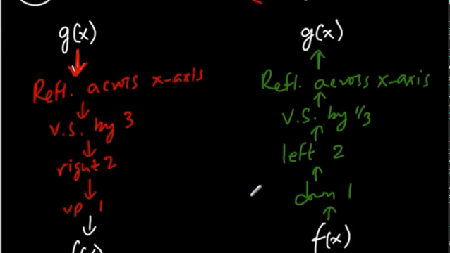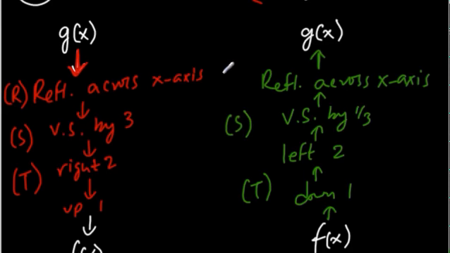Before, we were doing reflection, then stretch, then translation, and now we're doing the exact opposite. We're doing translation first, then the reverse stretch. Here we're going R, S, T, and if we're going backwards, we're going T, S, R, right? So that's sort of the backwards translation.